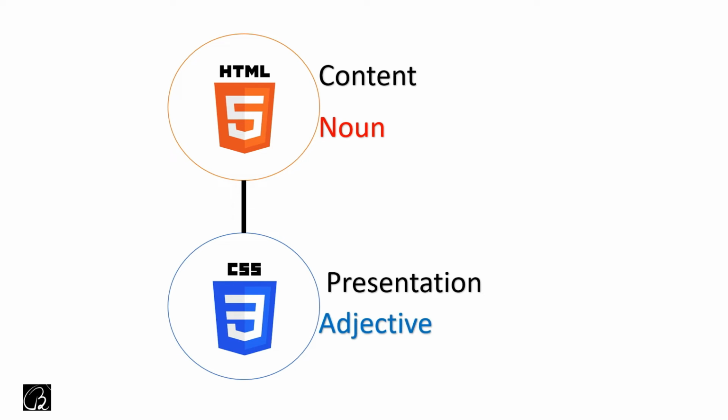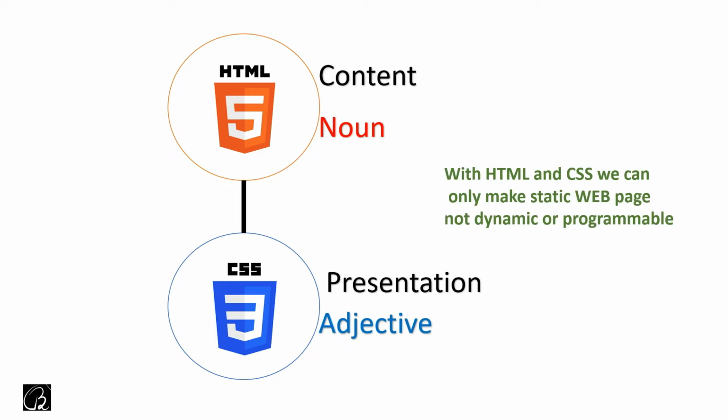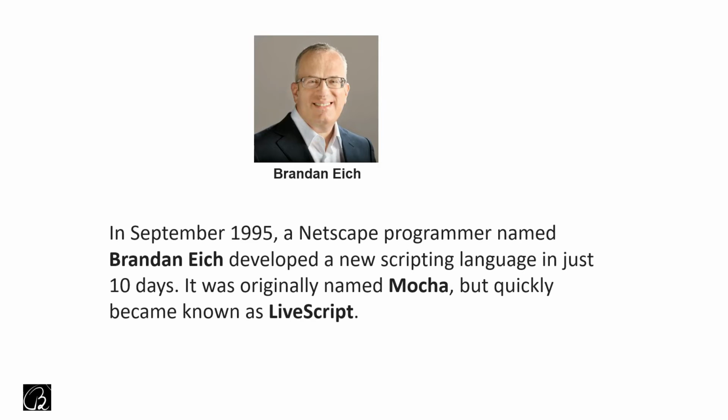Now with these two core technologies, we can create a web page. The main problem with HTML and CSS is that we can only create a web page which is static, not dynamic, not programmable. We cannot provide any kind of dynamic effect or add any kind of functionality. That was the biggest problem at that time, and that's where someone started thinking about how we can make it dynamic, how we can add dynamic effects, how we can make it programmable.